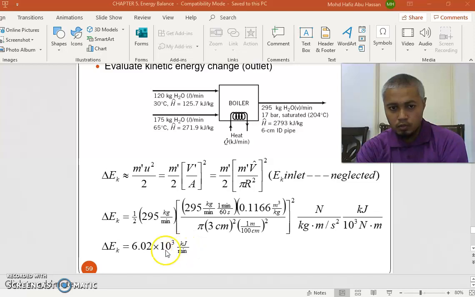kilojoule per minute. So this will be the final answer for this question, 6.02 times 10 to the power of 3. Sorry, not the final answer, but the kinetic energy for this system.